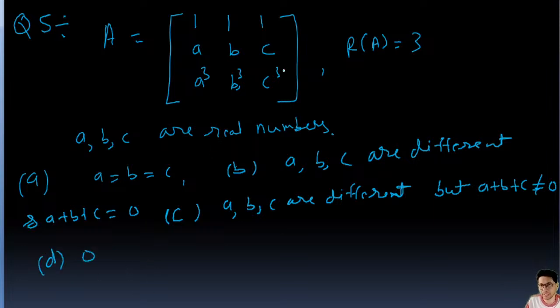We have a given matrix and the rank is also given, and A, B, C are real numbers. So we have to choose the correct option. First option is A equal to B equal to C. Second is A, B, C are different, but A plus B plus C equal to 0. Third option is A, B, C are different, so they are not equal, but A plus B plus C not equal to 0. Option D is 0. So this is a very good question, guys. This was asked in an examination.